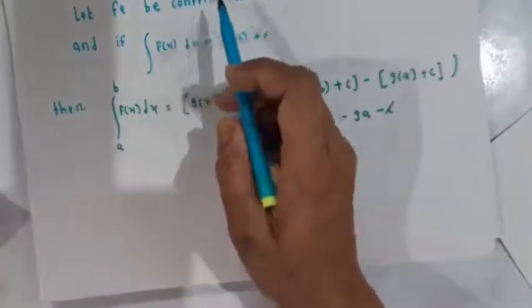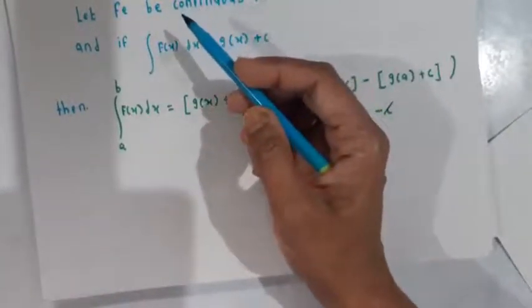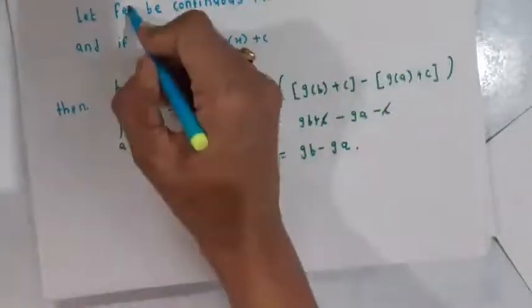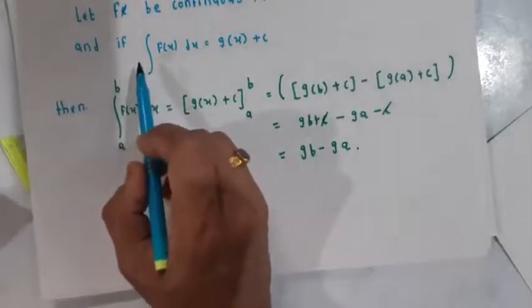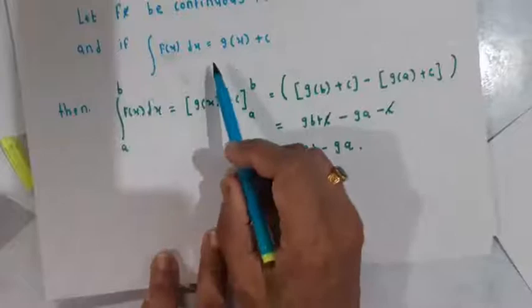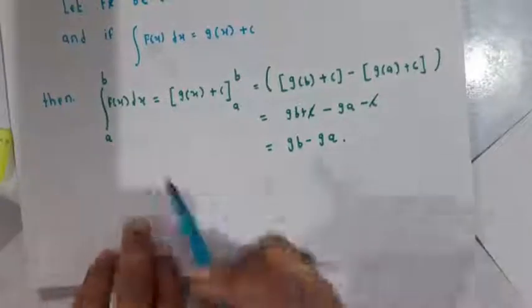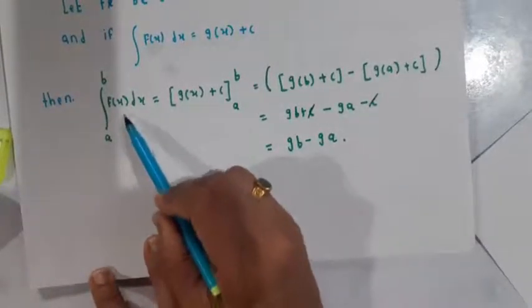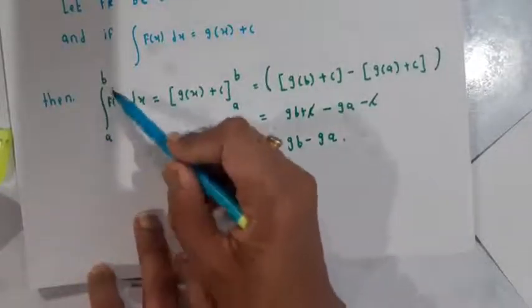Okay students, now let us study the fundamental theorem of integral calculus. So what is the fundamental theorem of integral calculus? Suppose f is a continuous function defined on a closed interval [a, b]. If the integral of f of x with respect to x equals g of x plus constant of integration c, then let us find the integral of f of x with respect to x with limits from a to b.